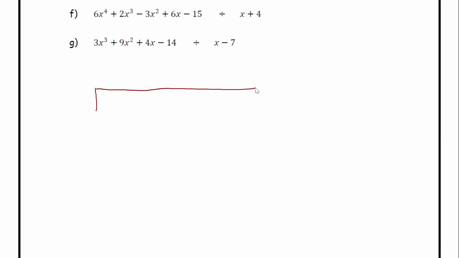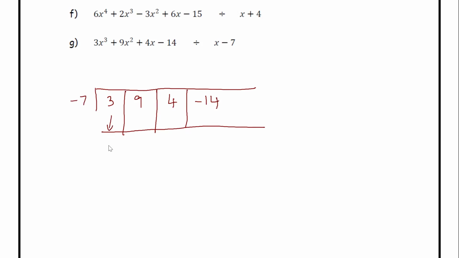So x minus 7, remember, we take the number without the x, so the number is negative 7, and then write down the coefficients 3, and then 9, and remember, put your gap, and then you got 4, and you got negative 14. So bring down the 3, negative 7 into 3 is negative 21, change the sign, and you got 30. And then 30 into negative 7 is negative 210, change the sign, and you got 214.